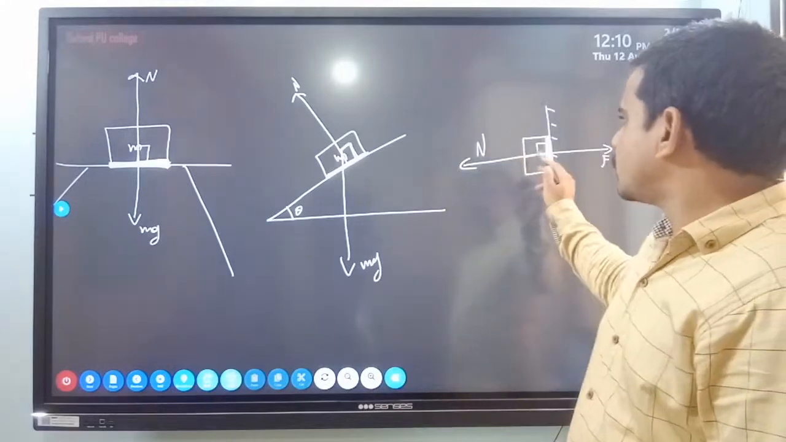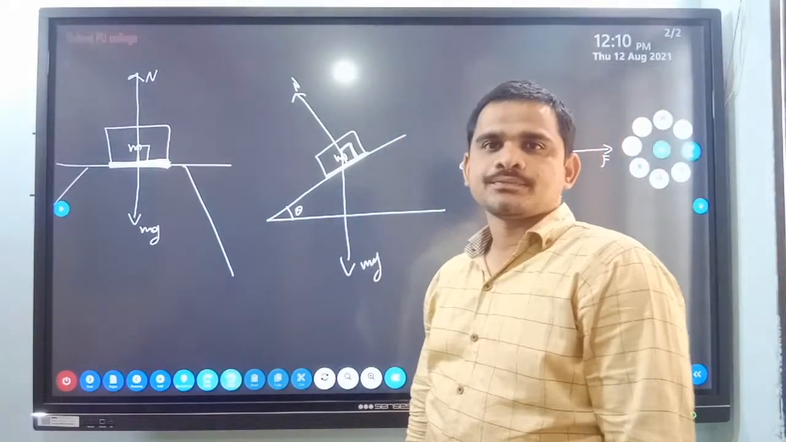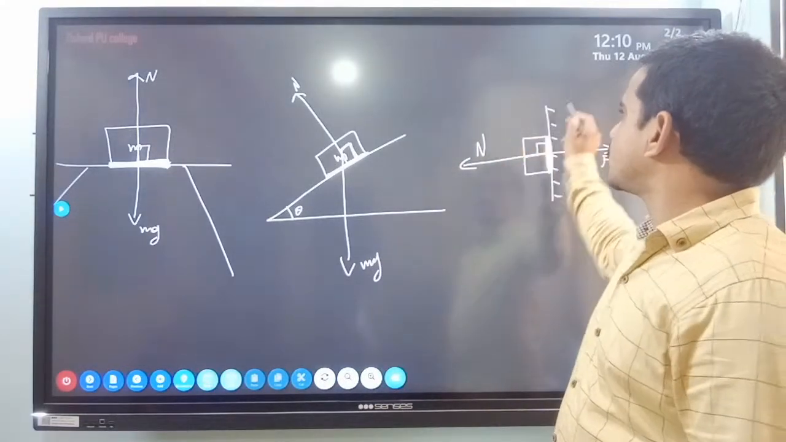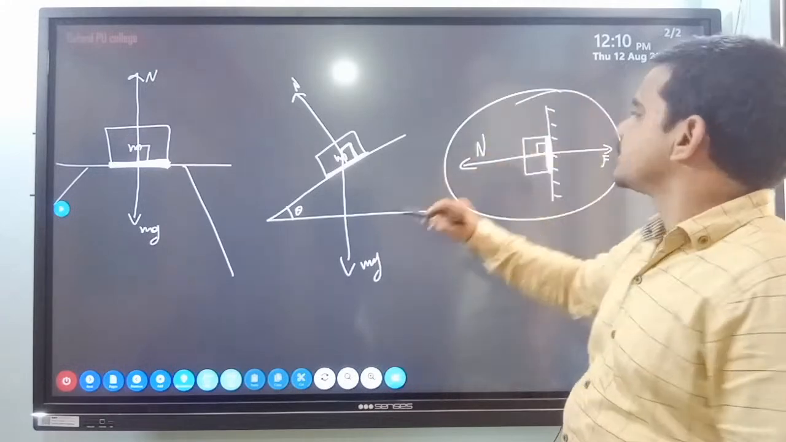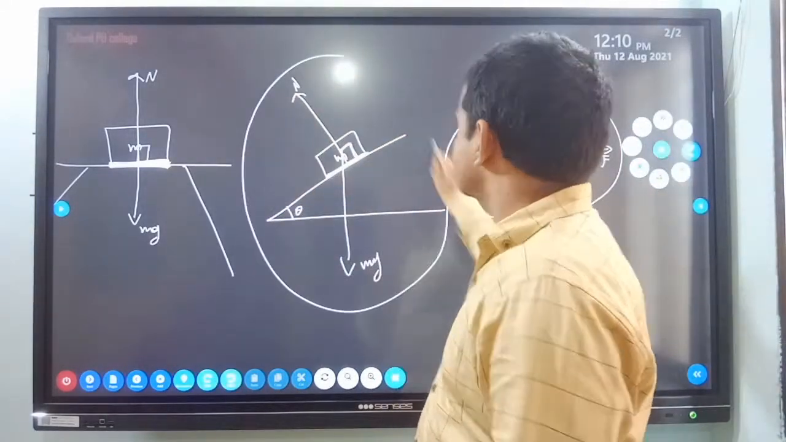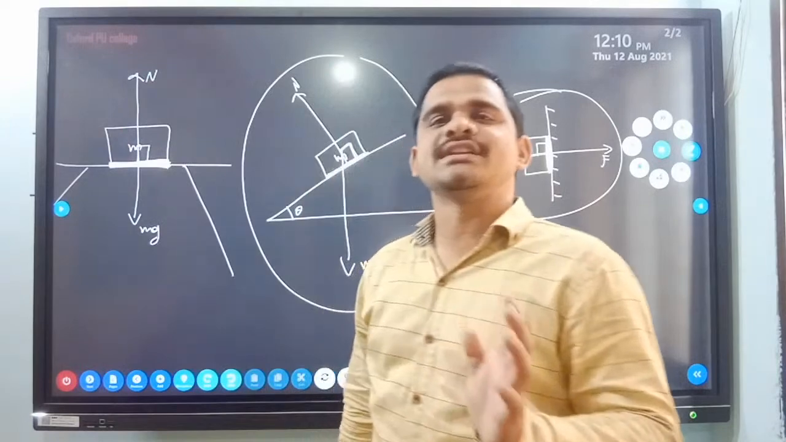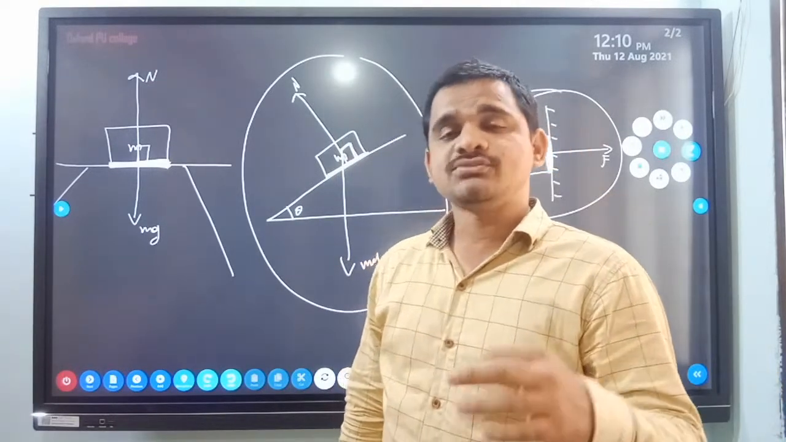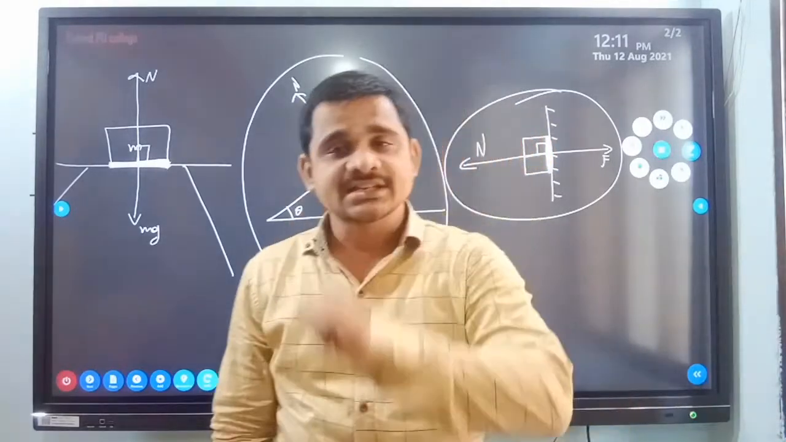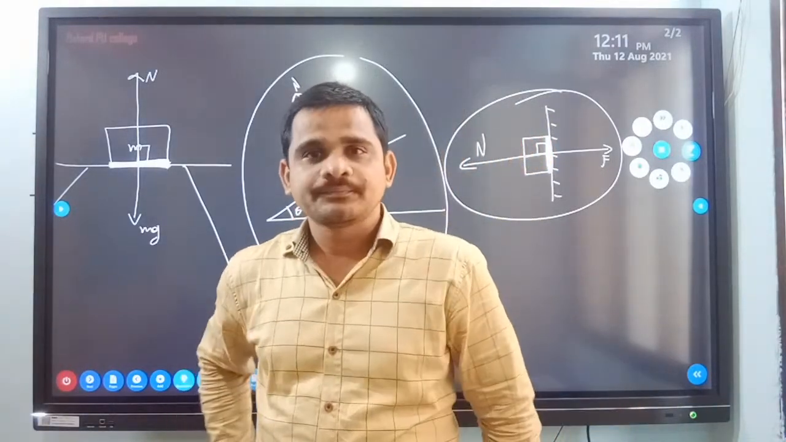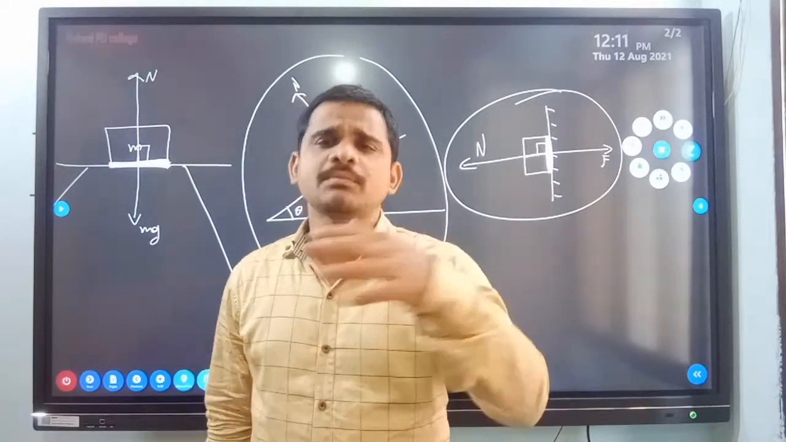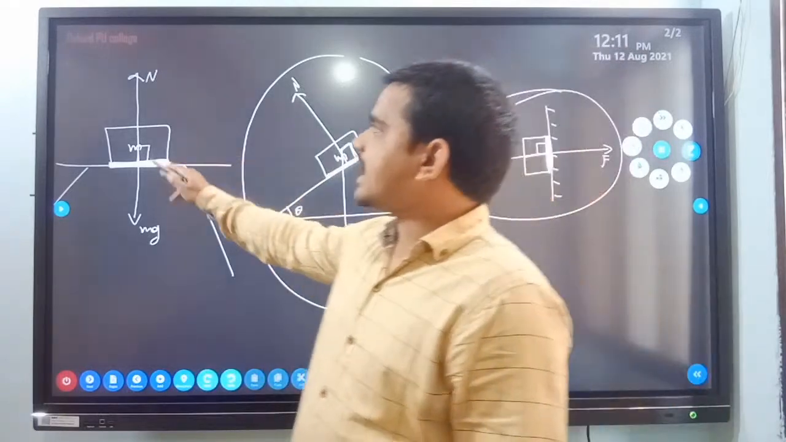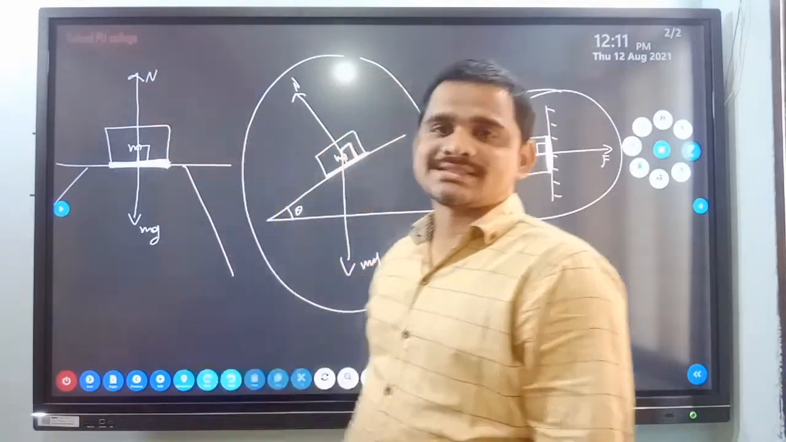Understood here? So normal reaction force. Here also normal reaction force. What I conclude here is normal reaction, as we said, mg acts vertically downward. In normal reaction, we cannot give a direction to the arrows. The normal reaction acts perpendicular to the surfaces.